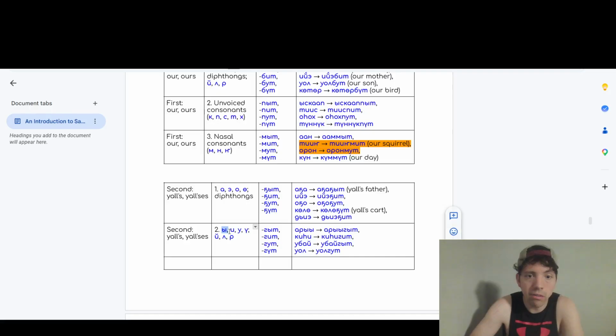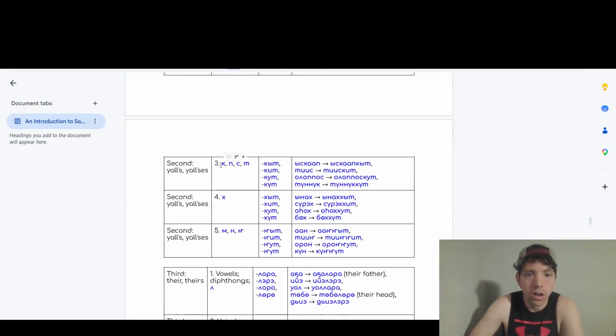Alright, if you have the word ending in I, u, y, la, or the, then it's going to be gut, git, gut, gut. Are, gut, kihi, kihi, git, ubai, gut, wall, gut. Woo, there's a lot of forms in this one. So then ka, pa, sa, and ta, we have kut, kit, kut, kut. Escape, kut. Tease, kit. Olopos, kut.